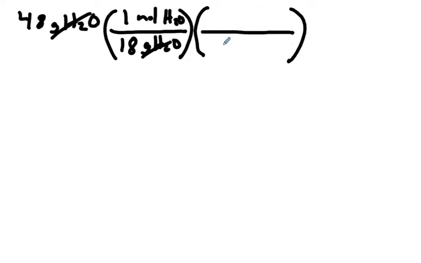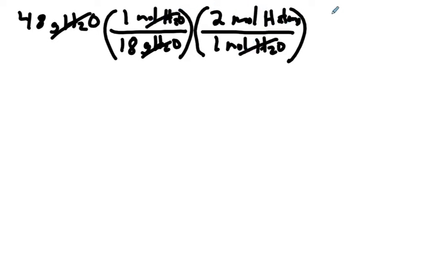So if we look at this, we can see that every mole of water has 2 moles of hydrogen atoms in it. So 1 mole of water gives us 2 moles of H atoms. Okay, so moles of water cancel. So we get moles of H atoms. Okay. So that's going to give us 5.3 moles of hydrogen atoms.